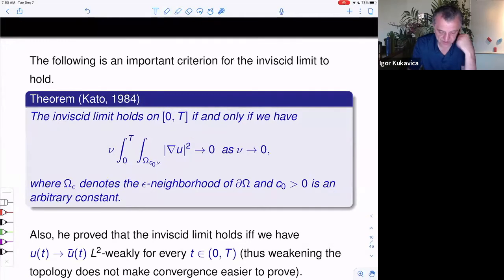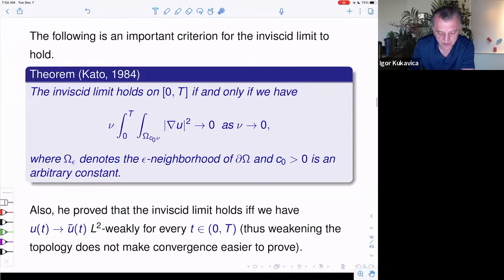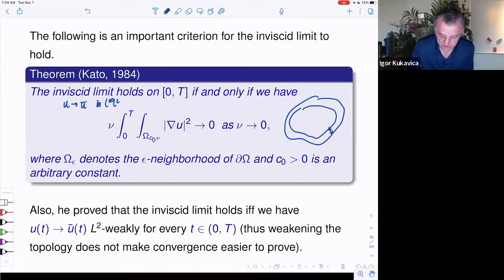So one of the first papers on the subject was again by Kato, a bit later than the previous one. He proved that the inviscid limit holds if and only if the total energy dissipation in a small boundary layer converges to 0. So he did not prove the unconditional result, but that the inviscid limit of convergence of Navier-Stokes to Euler in L infinity L2 holds if and only if, in this thin boundary layer of size constant times nu, the total energy dissipation, this is the term you get in the energy inequality, converges to 0.